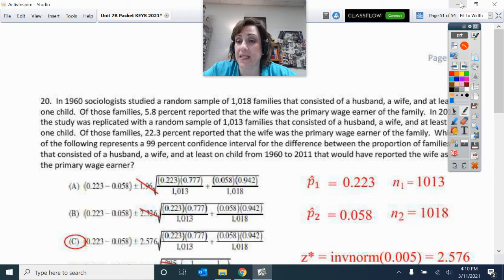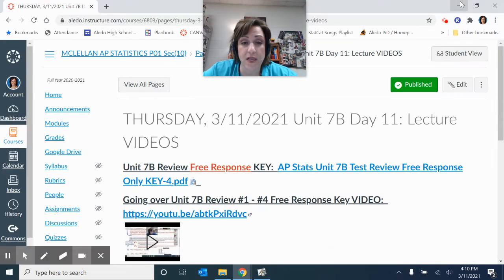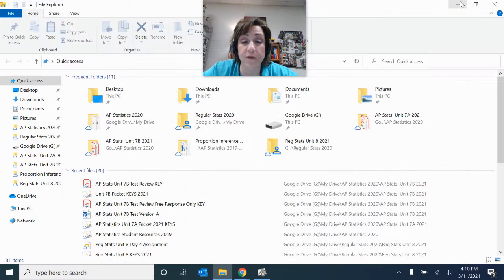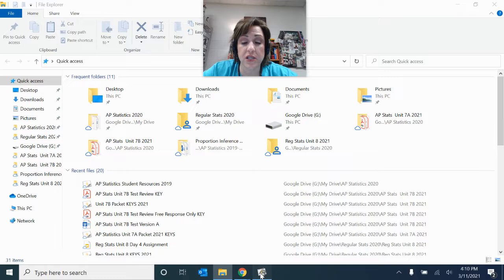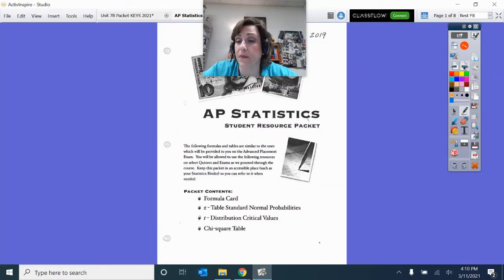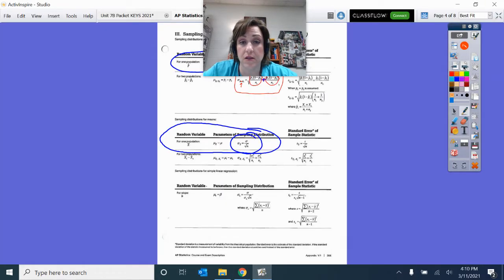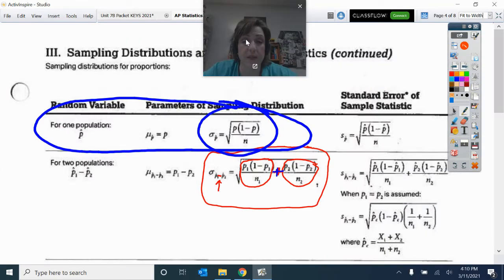And so then here we have number 20, which comes from the formula chart. I was going to pull that up for you real quick and let you see that. So this formula chart has, of course, the formulas. And let me move. There we go.